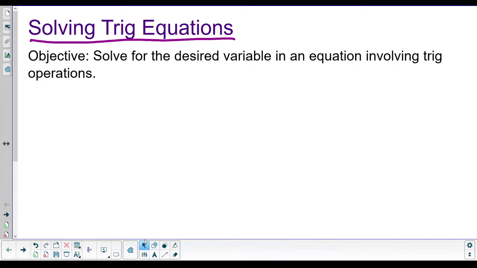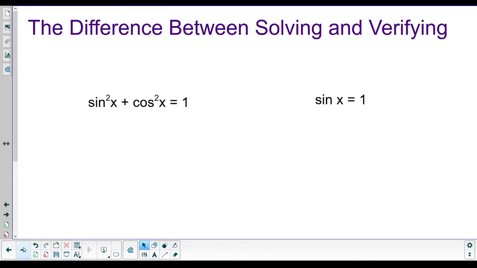So let's take a look at one thing I just want to mention real quick, and then we will do a couple of examples just to get you familiar with what you're doing, and then off to the homework, right? All right, so let's talk about, just for a moment, the difference between what we've been doing and what we are doing now. What we have been doing is verifying or just messing around with trig identities in general.